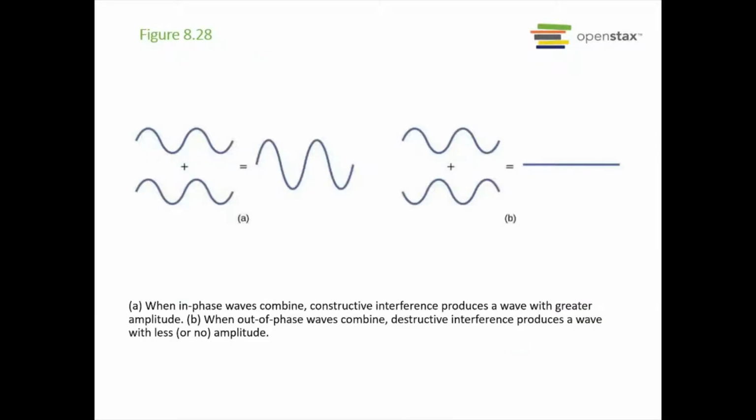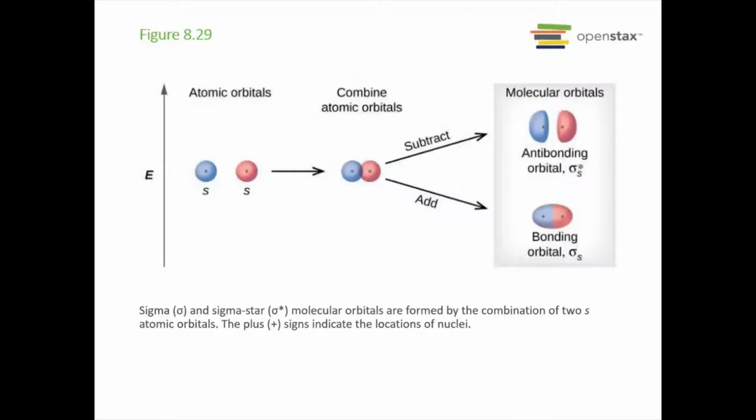So just to kind of show you what we're talking about with our waves with the constructive and the destructive interference. If we have these two s orbitals combining, these two atomic orbitals, they can either add together to form the sigma s bonding orbitals, or they subtract to form anti-bonding sigma s star orbitals. And these are, again, molecular orbitals. These are not atomic orbitals.